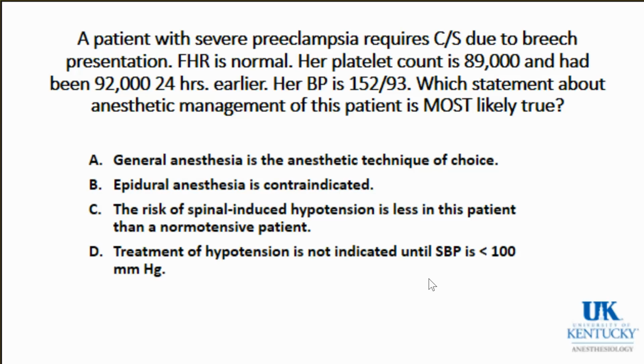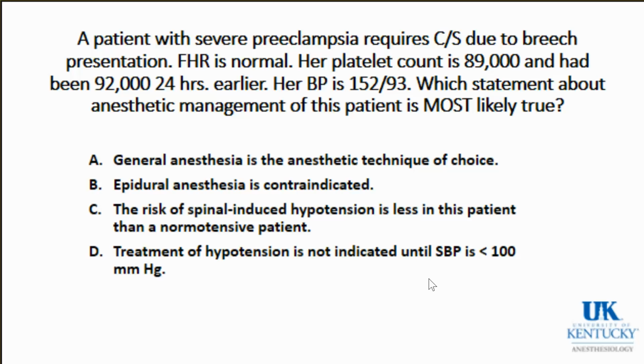Now you have a patient with severe preeclampsia going for C-section due to breech. Fetal heart rate's looking fine. Platelet count's 89,000, had been 92,000 24 hours ago. Blood pressure's 152/93. What is most likely true in terms of your anesthetic management?